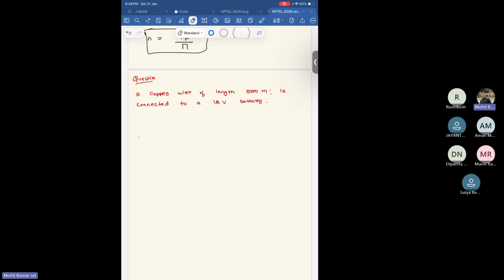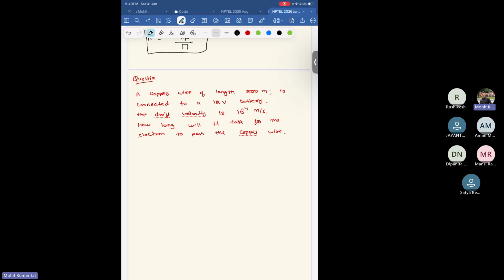Drift velocity of electron in copper. Yeah, it's 10 power minus 4 meter per second. So the drift velocity is 10 power minus 4 meter per second. How long will it take for the electron to pass the copper wire?